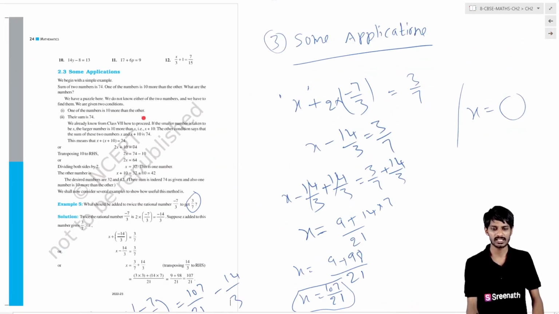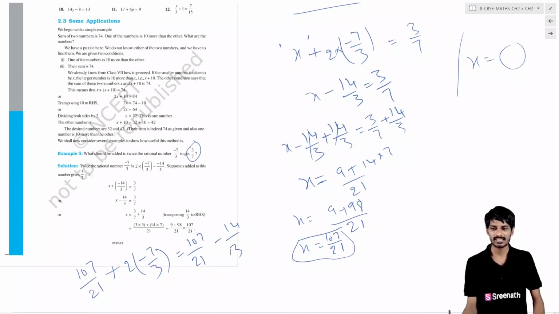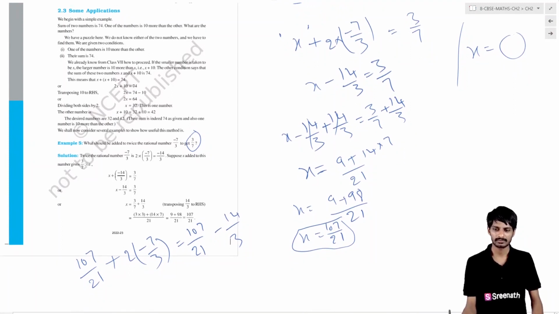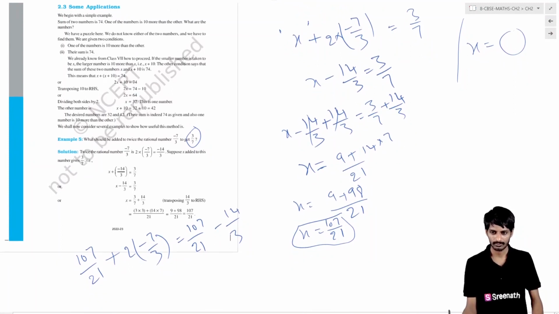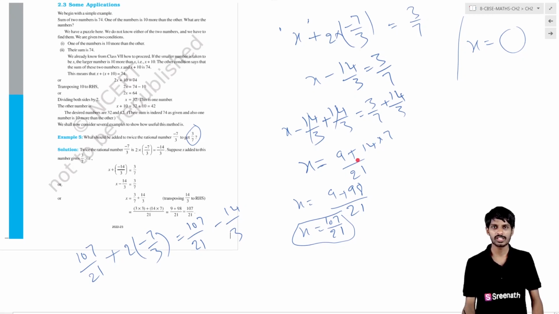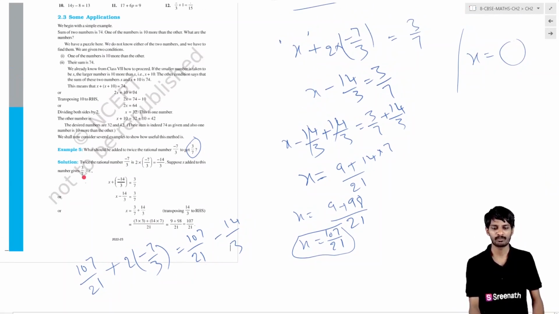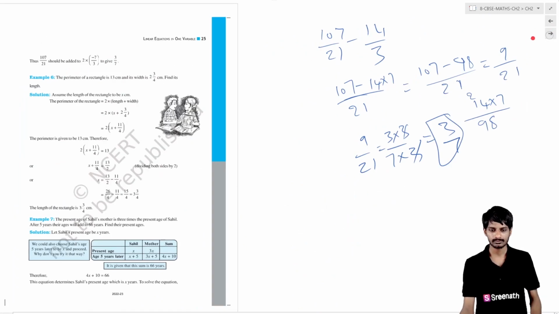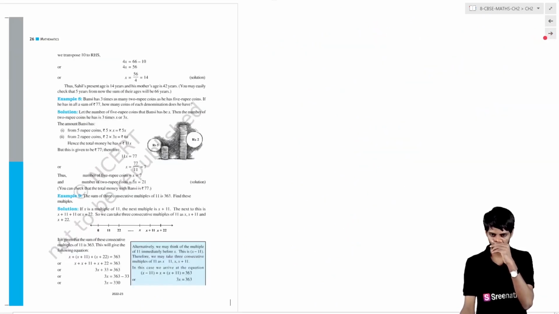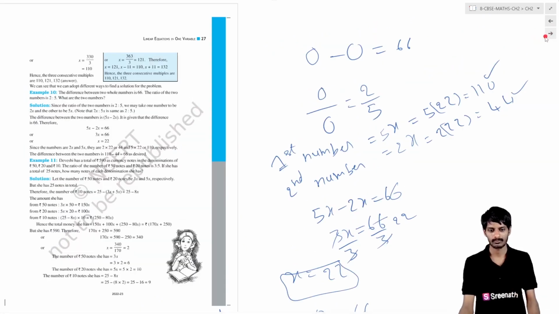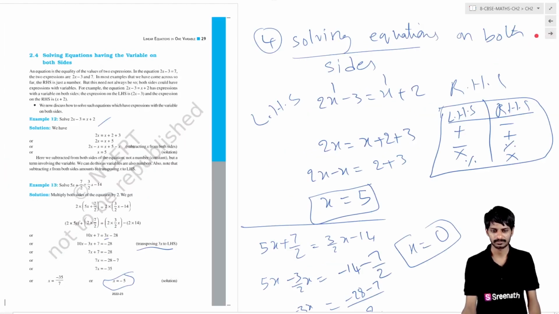Some more applications. Here are some examples for that. Basically here also the same procedure has been followed, and you have solved this problem. Here also we have found some more examples.